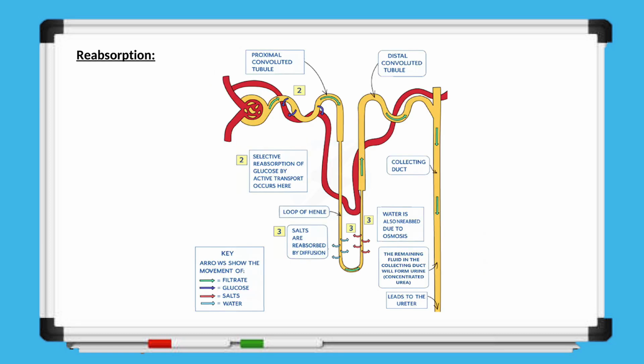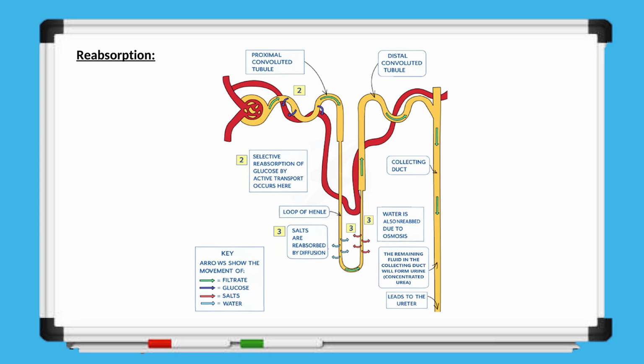And now, let's look at reabsorption. Reabsorption is the process by which the nephron reclaims water, ions, and valuable molecules like glucose from the filtrate and returns them to the bloodstream. In the diagram, you can see the nephron, the functional unit of the kidney, illustrating how this process works.